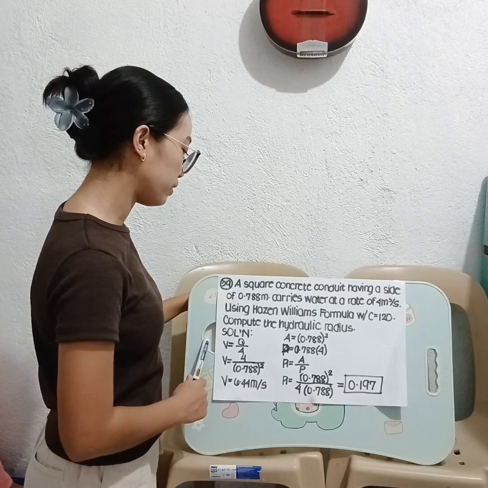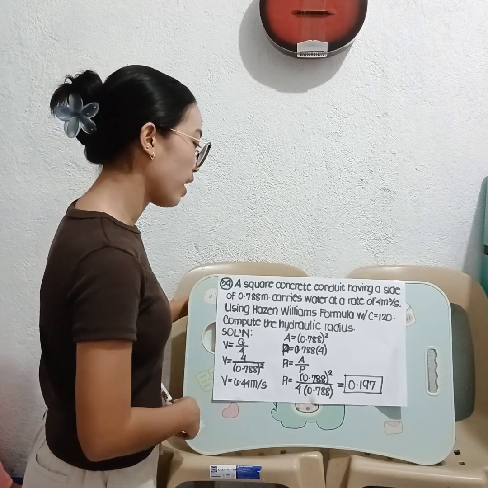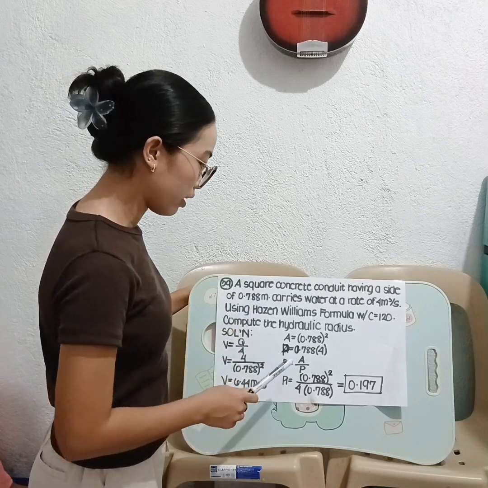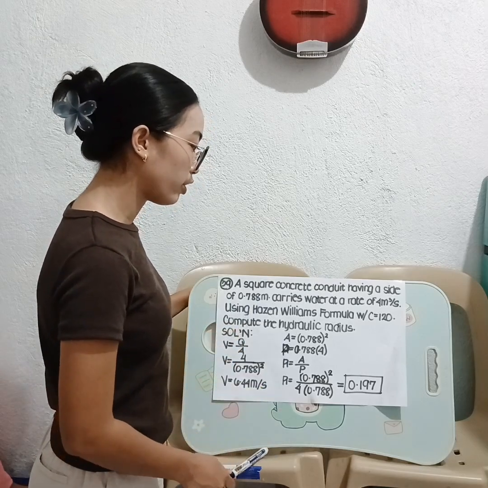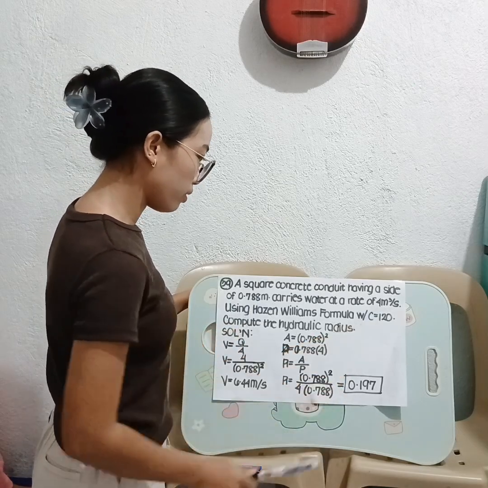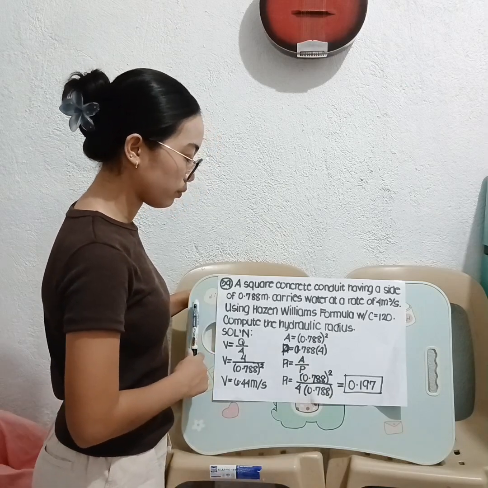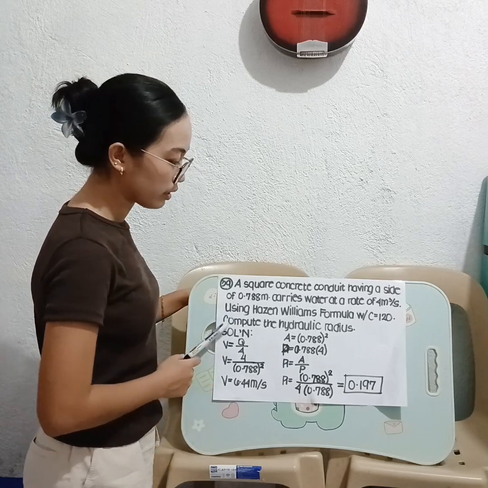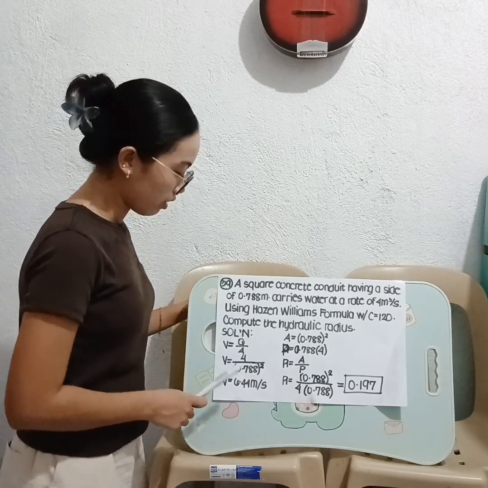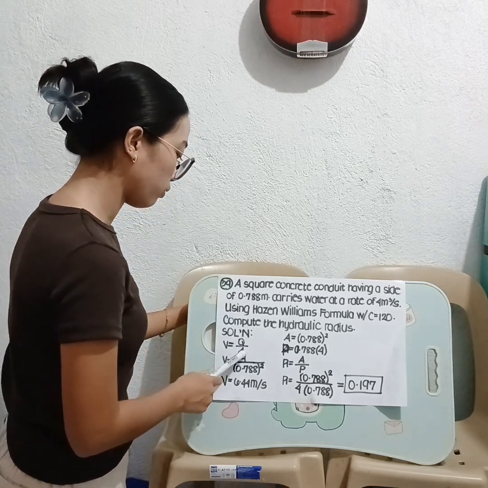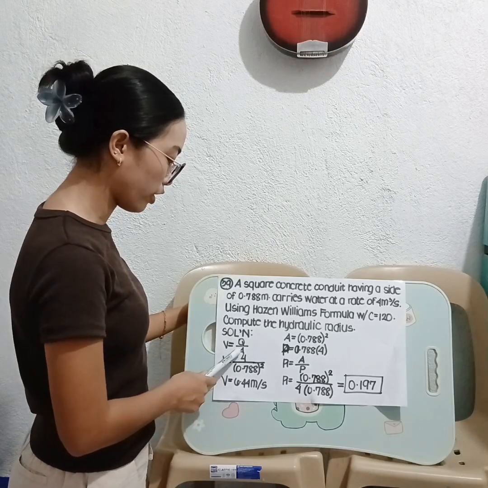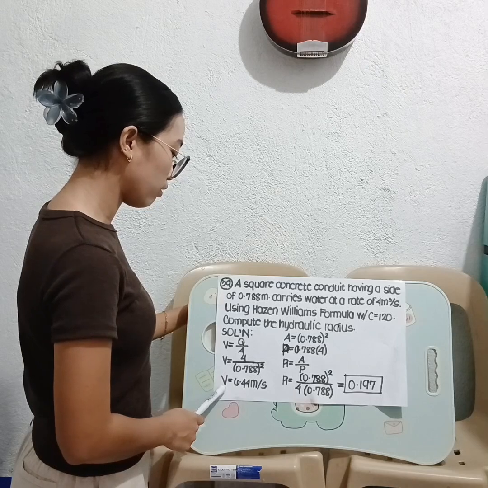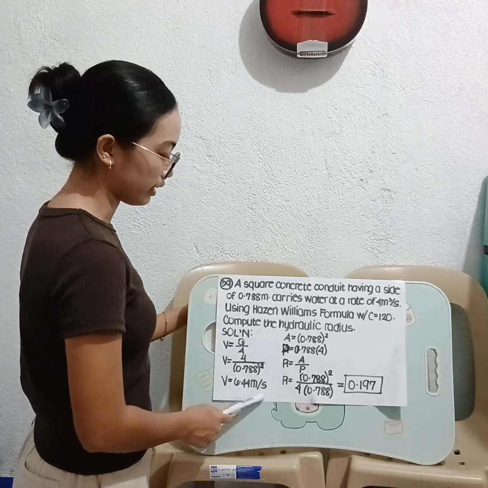The next problem is a square concrete conduit having a side of 0.788 meters. It carries water at a rate of 4 cubic meters per second using the Hazen-Williams formula with C equal to 120. Compute the hydraulic radius. Our velocity is equal to discharge over area. We have V equal to 4 over 0.788 squared. We have our velocity of 6.44 meters per second.